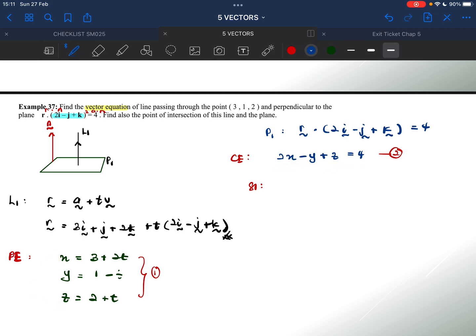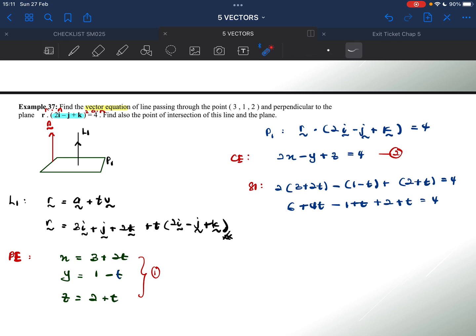So now we will have 2x, which is 3 plus 2t, minus y, 1 minus t, plus z, 2 plus t equals 4, and we are going to find the value of t here. So here we have 6 plus 4t, minus 1 plus t, plus 2 plus t equals 4. And here we have 4t plus 1 plus 1, we have 6t equals 3, and we have t equals 1 over 2. Okay, so that is your step 2, which is to find your t.